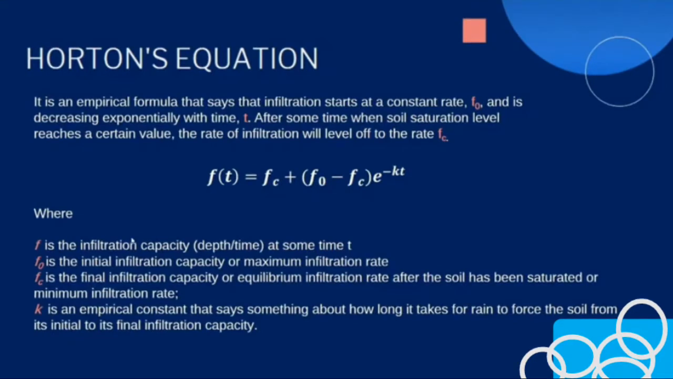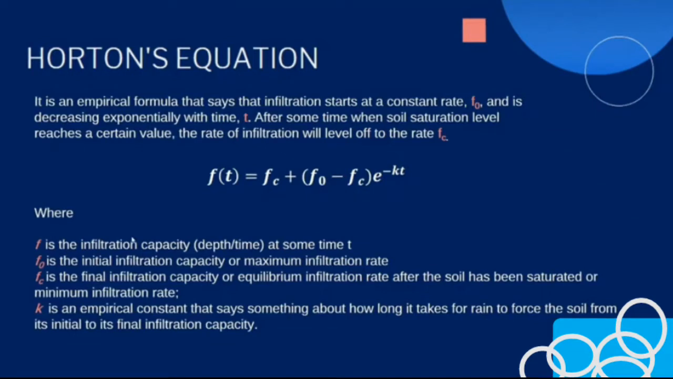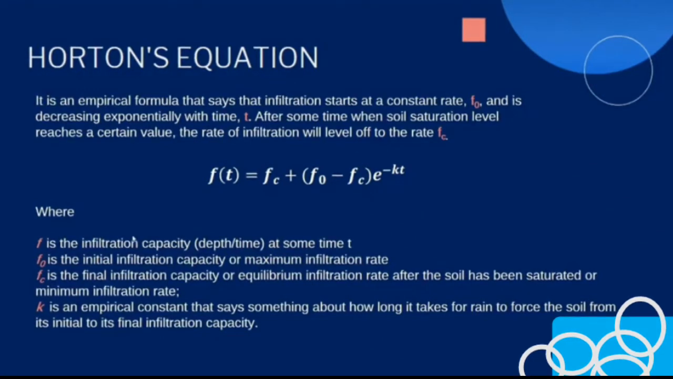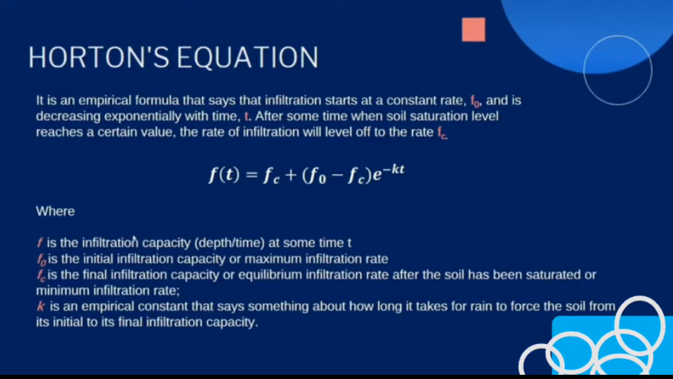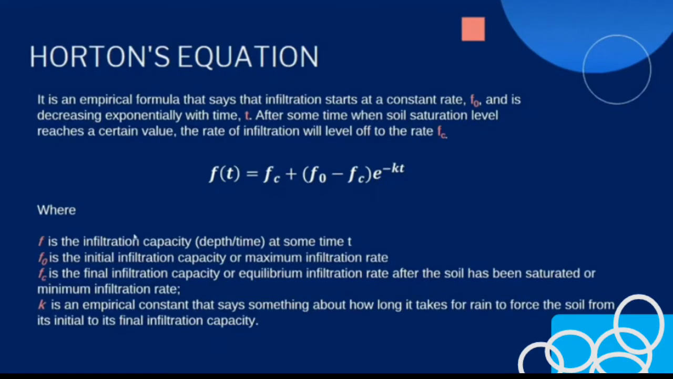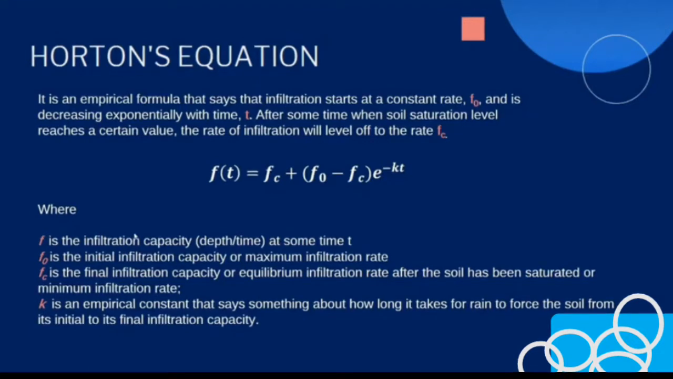It is an empirical formula that says that infiltration starts at a constant rate and is decreasing exponentially with time. After some time, when soil saturation level reaches a certain value, the rate of infiltration will level off to the constant rate. At ito yung formula na gagamitin natin sa Horton's equation. So f is equals to f sub c plus open close parenthesis f sub o minus f sub c times e raised to negative k times t.